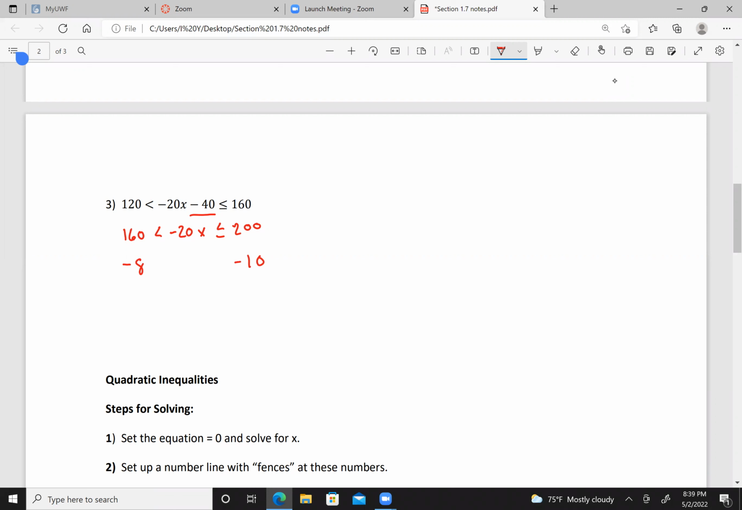However, with an x in the middle, when we multiply or divide by a negative, we swap the direction of the sign. So this is saying that x is less than -8, but it's not equal to, and it's greater than or equal to -10. So the lowest number is -10, which is included, and -8, which is not.